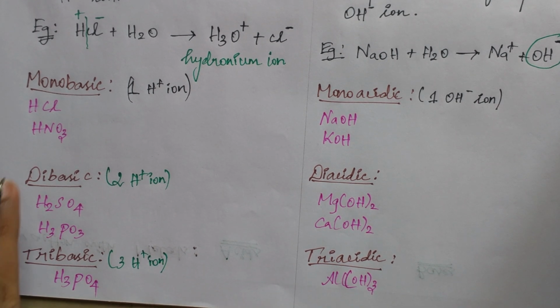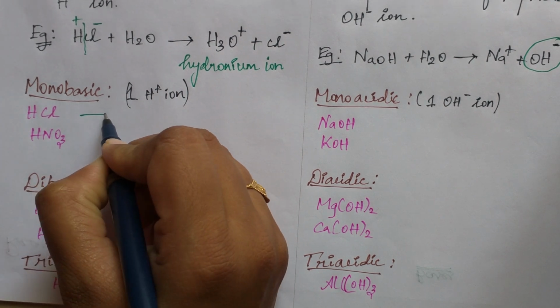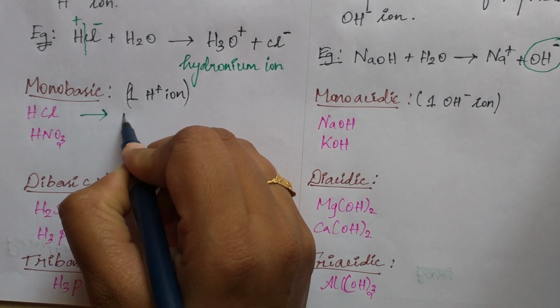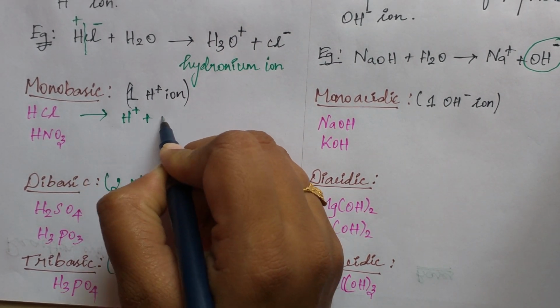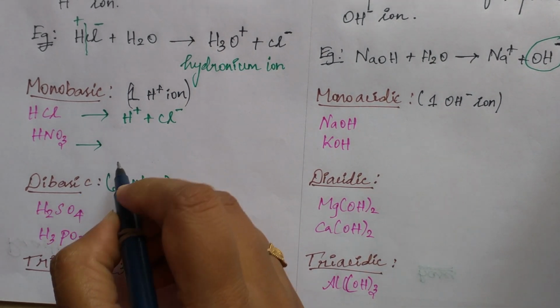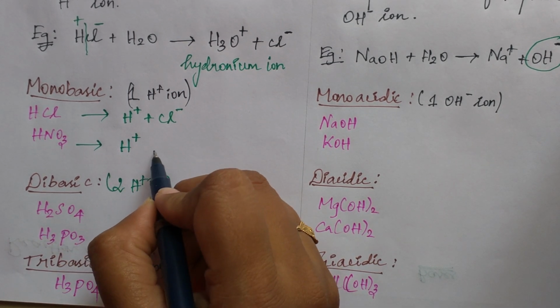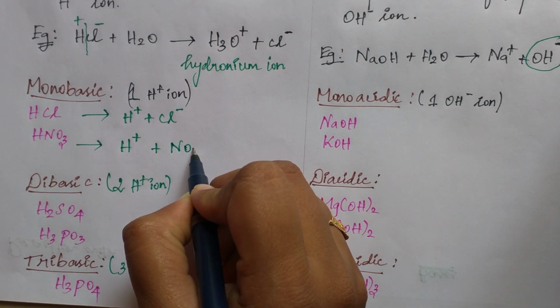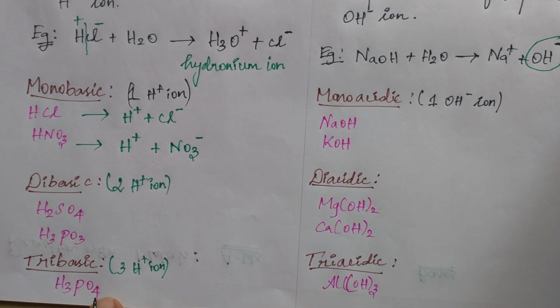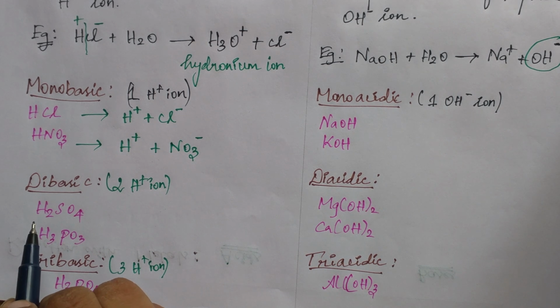So see here, now I am taking HCl. When HCl is dissolved in water, it gives 1 H plus ion and 1 Cl minus ion. And HNO3, when dissolved in water, gives 1 H plus and 1 NO3 minus ion. Okay, students, so it gives 1 H plus, hence it is monobasic.